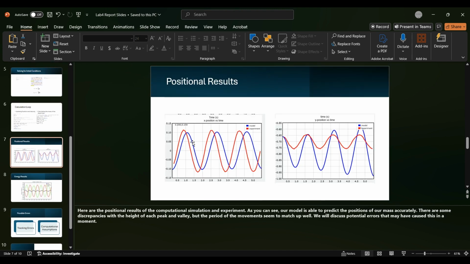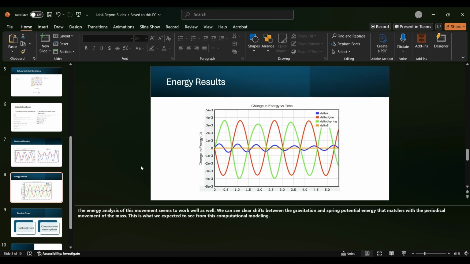And as you can see, these are the results for the position data. While the x is more closely aligned, the y is a bit wonky. It's not as closely aligned, but it somewhat models the behavior of the experiment. We could say that we are still predicting the movement through our computational model. We also discussed any potential errors that may have caused this, as we will see soon.